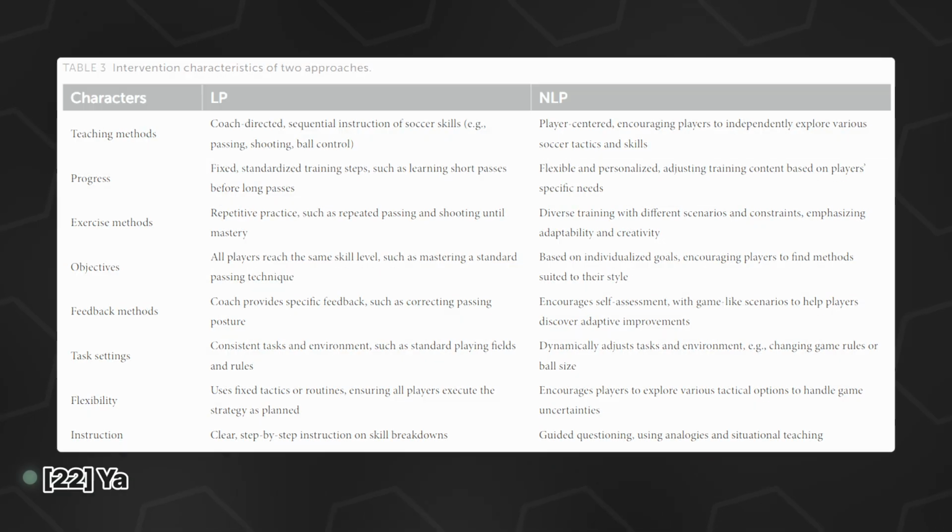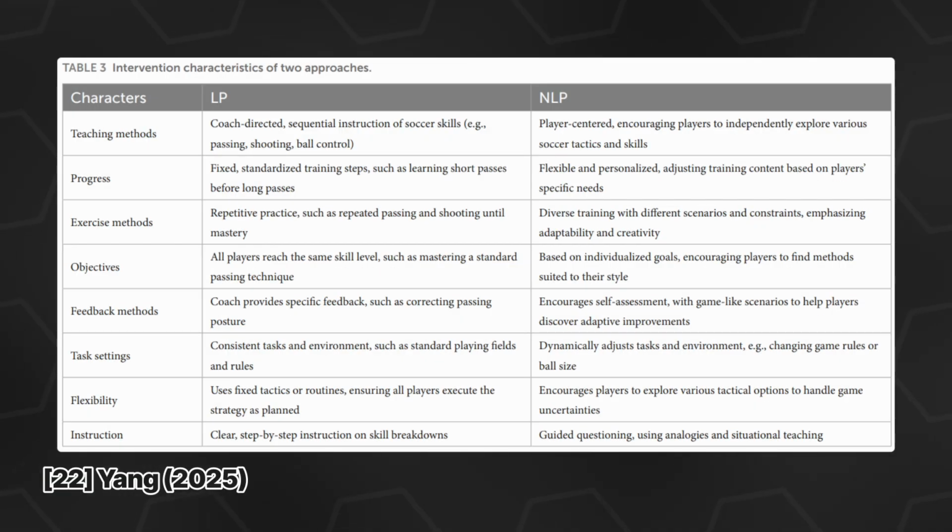You can see the differences between linear and non-linear pedagogy in this table of a 2025 study. They tested 40 people's passing success in 5-a-side football matches lasting 40 minutes, 2 halves of 20 minutes.